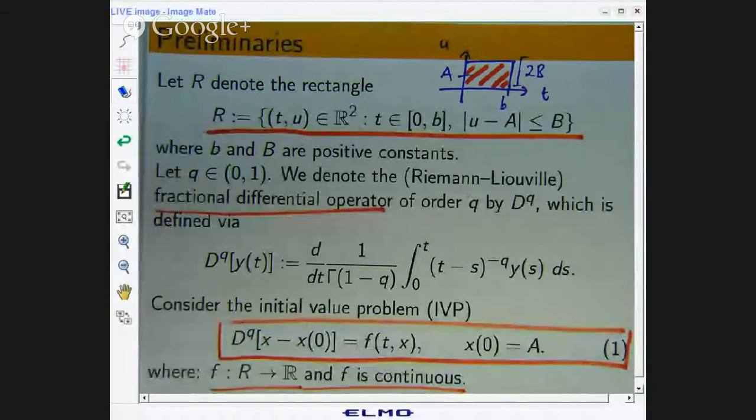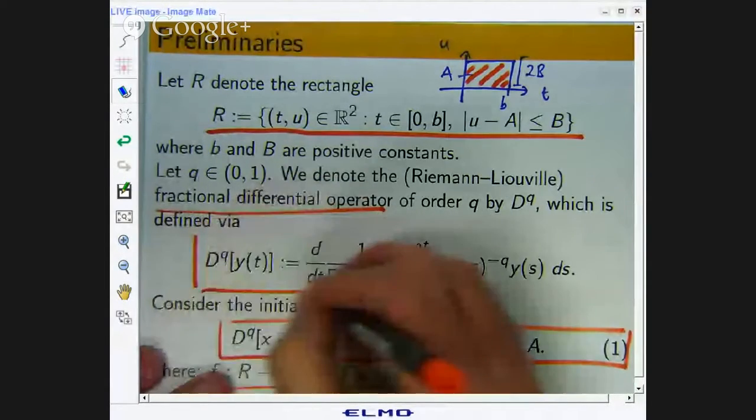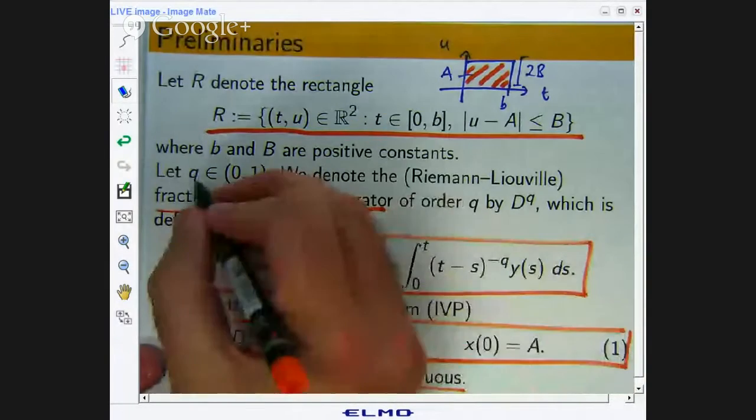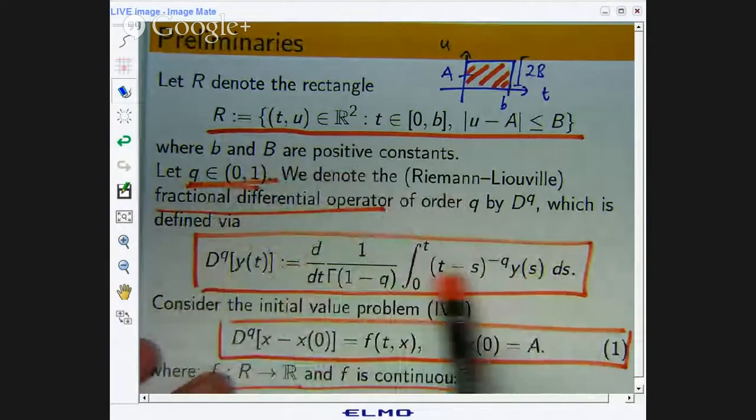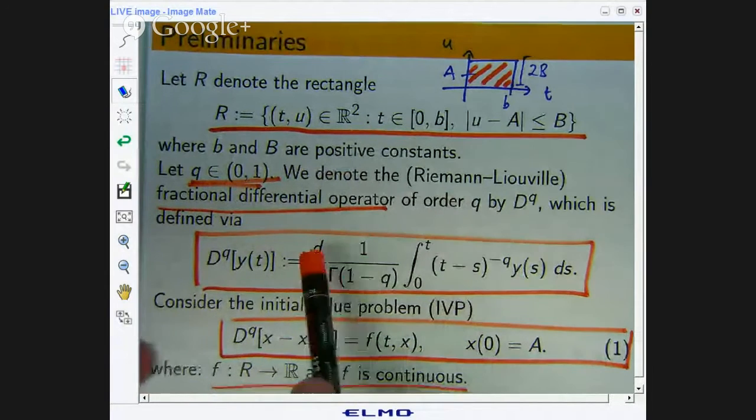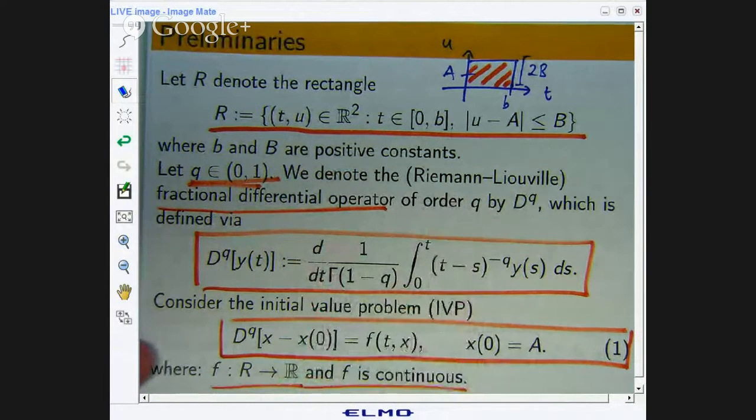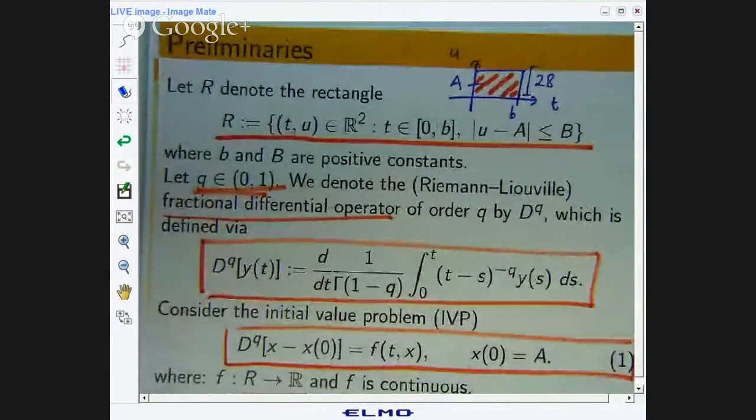Okay, so this is our main problem. f could be non-linear here, by the way. Now, this is the way we define the fractional derivative of order q between 0 and 1 of some function y. Okay, you'll notice that we've got just the regular derivative and an integral here. Okay, so before we press on, let's talk about what we mean by a solution to a fractional differential equation. And loosely speaking, it's just a function that satisfies problem one, okay?